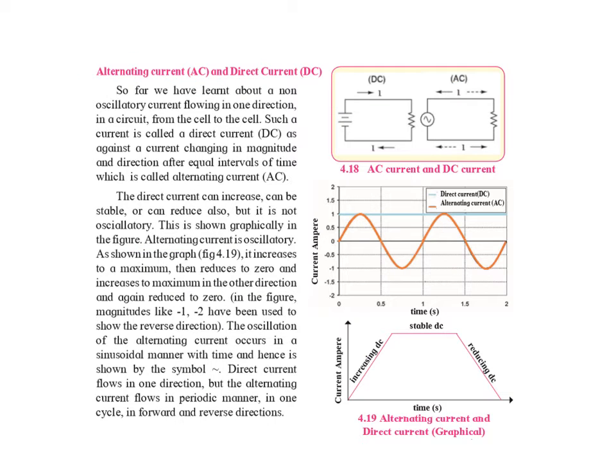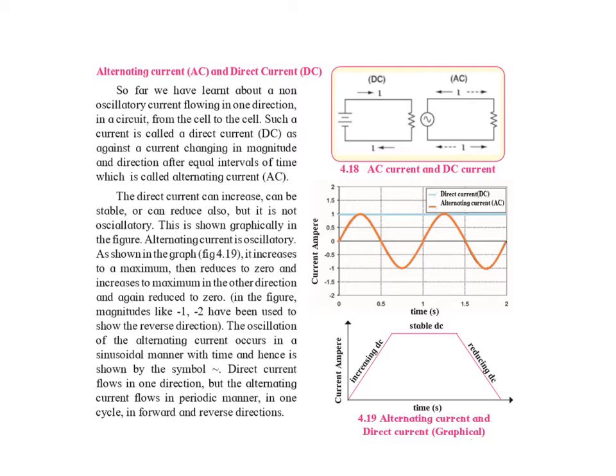Direct current and alternating current. In direct current, the electric charge or the current only flows in one direction, that is from the cell to the cell. Whereas alternating current changes its direction periodically. A current changing in magnitude and direction after equal intervals of time is called alternating current.